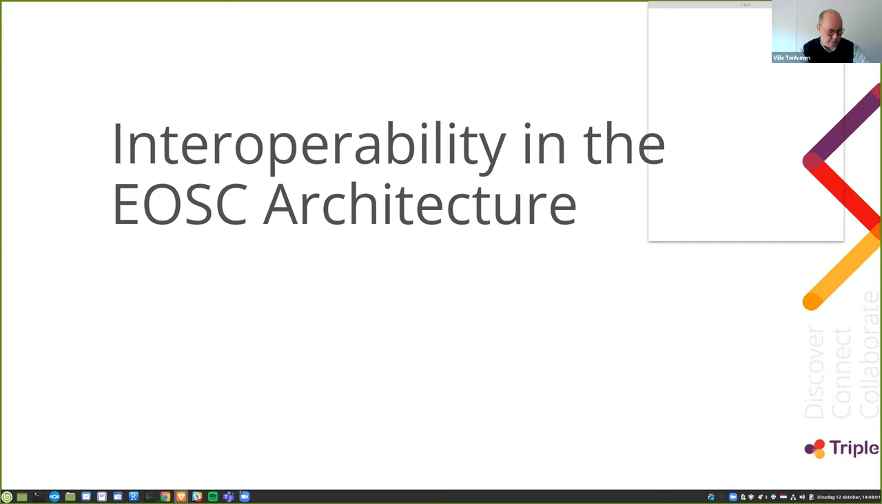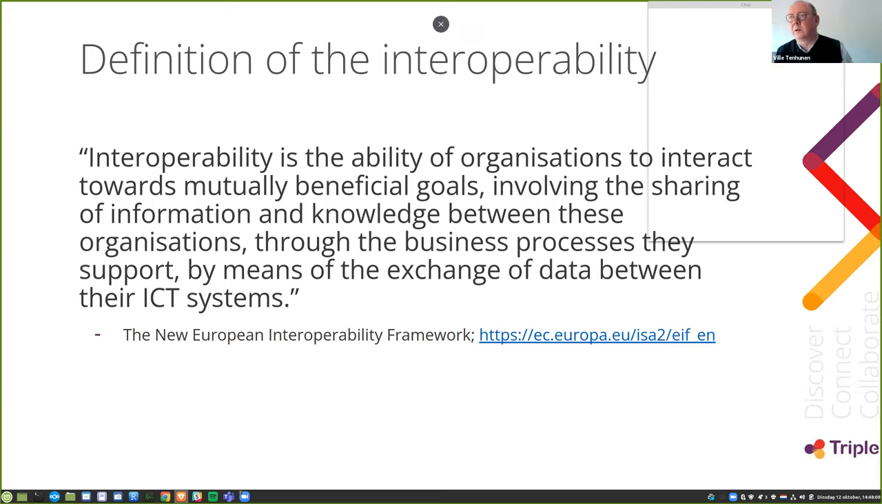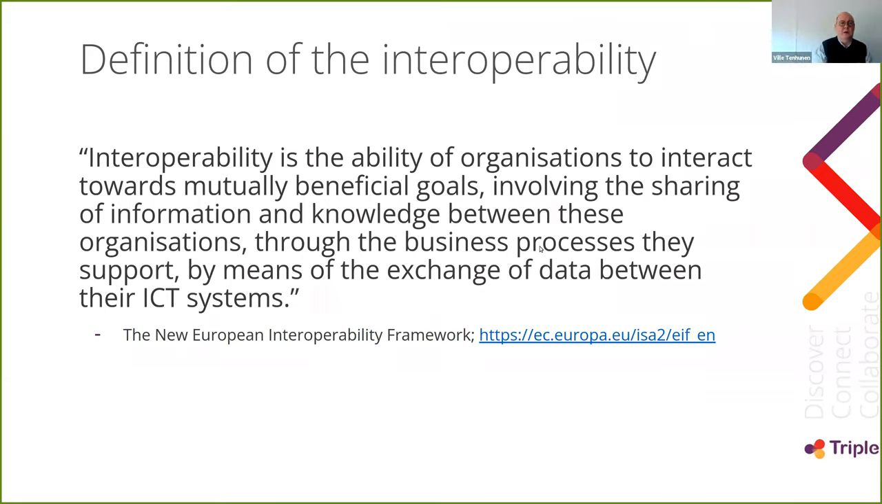But now let's look pretty fast at this interoperability architecture and architecture framework. Definition of interoperability. This comes from the new European Interoperability Framework, but is mentioned also in the EOSC interoperability framework documentation. It means that organizations have the ability to interact towards mutually beneficial goals, involving the sharing of information and knowledge between these organizations through the business processes they support, by means of exchange of data between their IT systems.